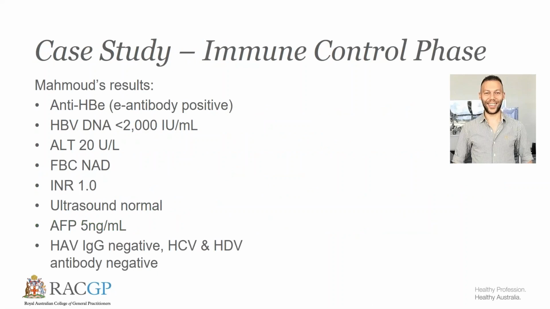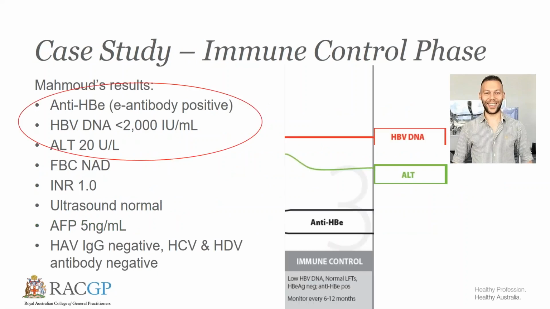All right, so back to Mahmood. So you get his results back. He's E antibody positive. His DNA is low, less than 2,000, and his ALT is within the normal range for his age, for men. So he's in the immune control phase. So he's developed E antibody.